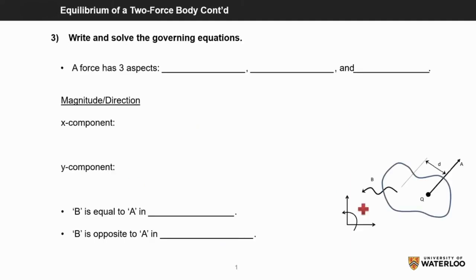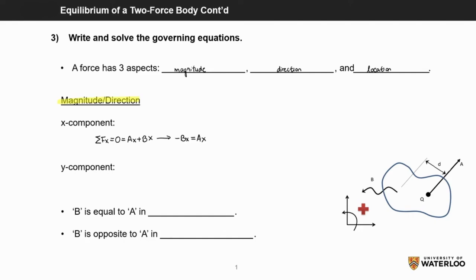Then, we will solve any associated equations. Recall that the three aspects of any force are magnitude, direction, and location. We will first determine the magnitude and direction of the two forces. For the x component, the sum of the forces must be 0, so bx is equal to ax in magnitude, but they will act in opposite directions, and therefore bx will be set as negative while ax has a positive sign, according to our coordinate system.